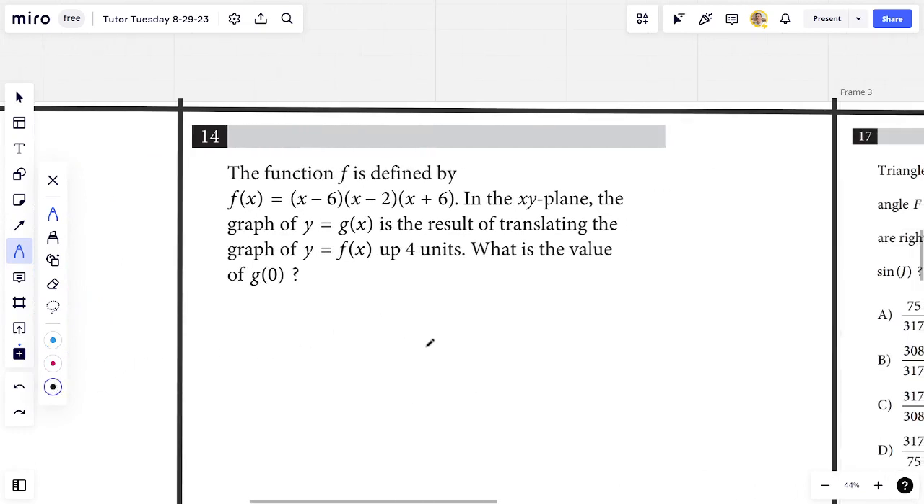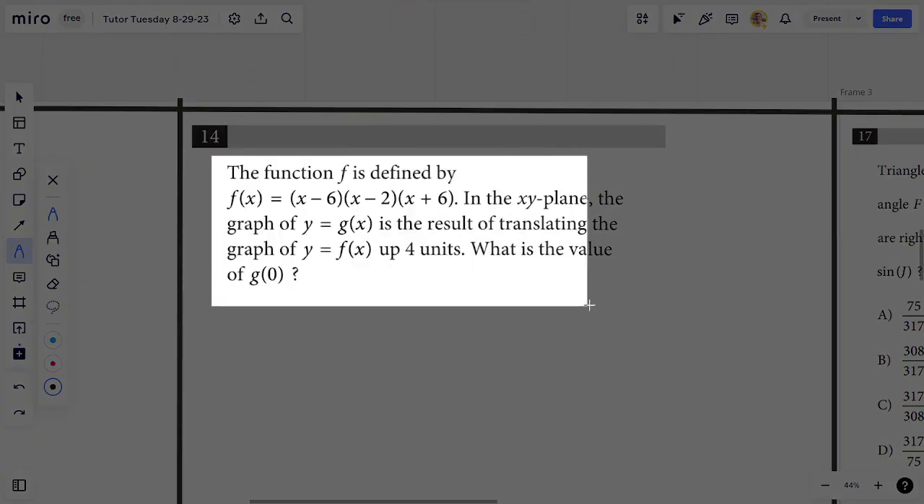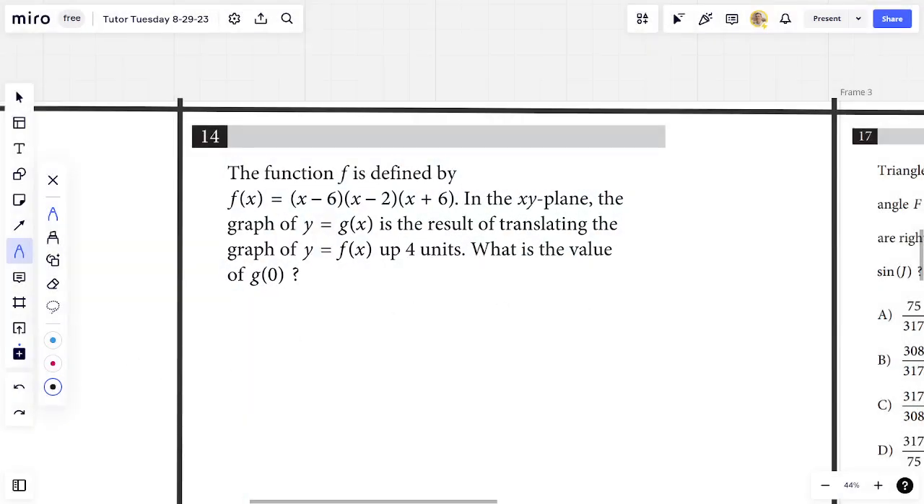Okay, next one, number 14. The function f is defined by f of x equals x minus 6 times x minus 2 times x plus 6. In the xy-plane, the graph of y equals g of x is the result of translating the graph of y equals f of x up 4 units. What is the value of g of 0? Yeah, a little too quick there. I think this one we can solve in a couple of different ways.